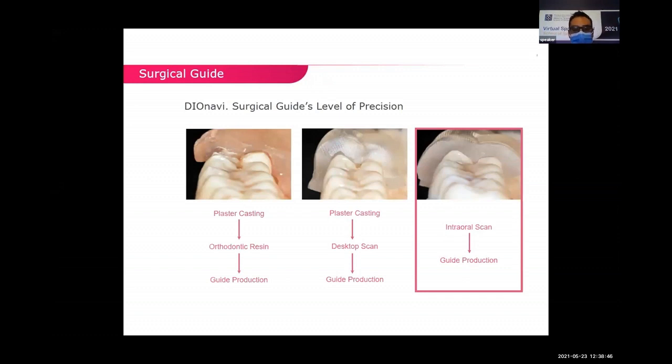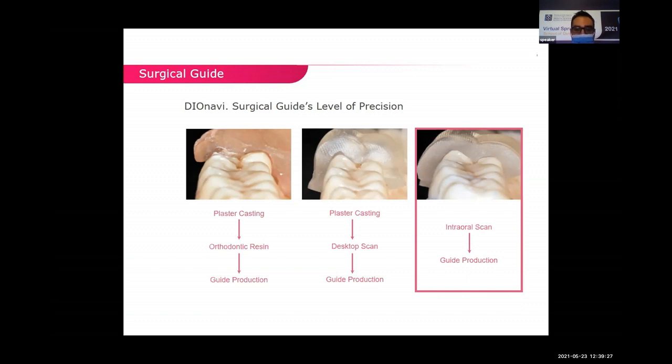In this slide, I have to explain a series of different types of surgical guides for guided surgery in dentistry history. At the left, you can see the very initial type of surgical guides that were made from orthodontic resins and also plaster casts. The second type of surgical guides were made from printing materials, but the casts were also plaster casts.